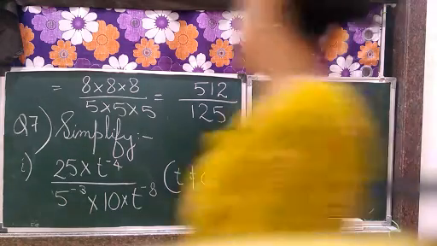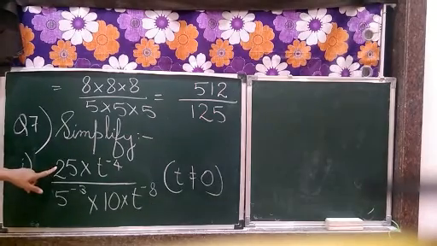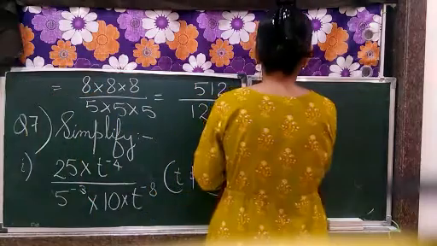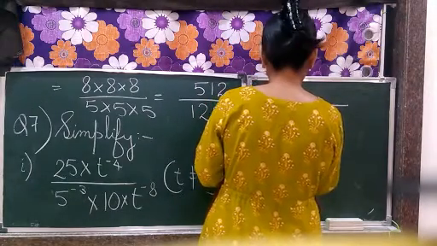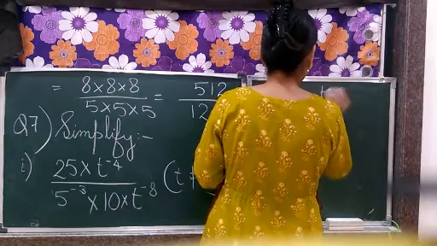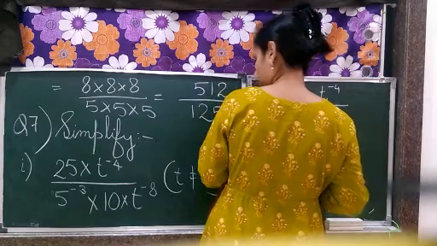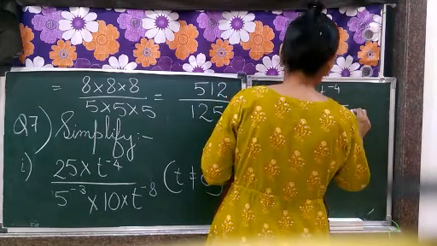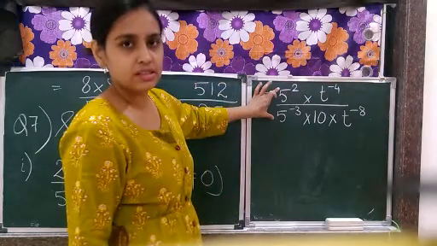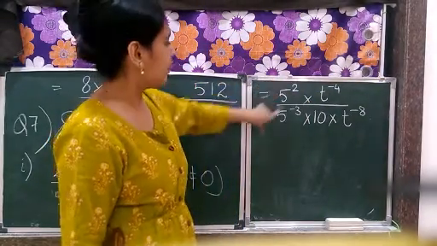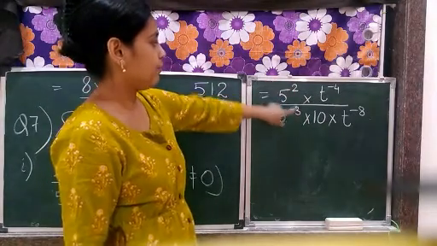Remove the negative sign. Okay, so this is 25. So 25 can be written as 5 square and 5 raised to minus 3 into t raised to minus 4 into 10 into t raised to minus 8. Now this is division, so a raised to m divided by a raised to n is equal to a raised to m minus n.